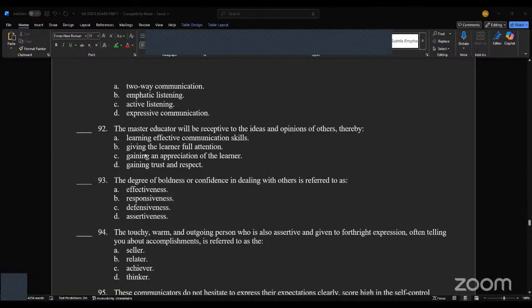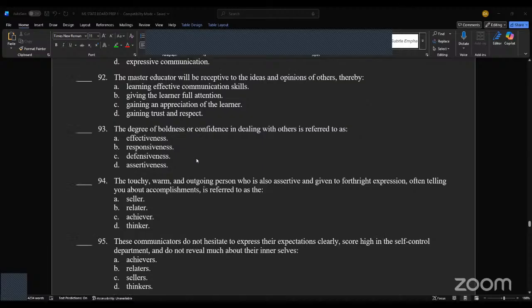92, the master educator will be receptive to the ideas and opinions of others. Therefore, learning effective communication skills, giving the learner full attention, gaining an appreciation of the learner, and gaining trust and respect. Our ultimate goal is to build rapport where they can trust us. We want to build a relationship where they can trust what we're saying. We have their best interests at hand. So 92 is D, trust and respect.